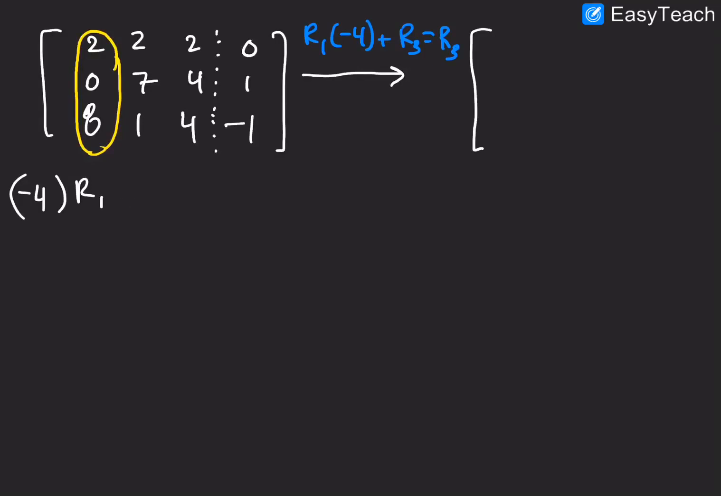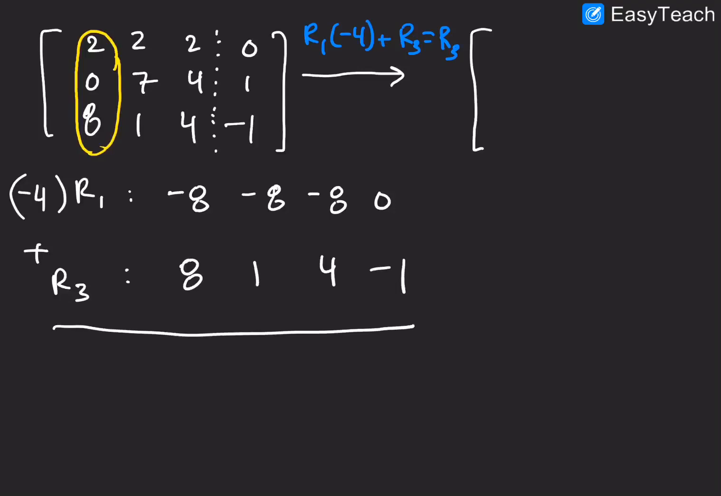So sometimes I'll write down the entire row 1 and I'll multiply by -4. So I'll do -8, another -8, another -8, and I'll put a 0. And we're going to add that to row 3. What is that? 8, 1, 4, -1. And then I'll get my new row 3.